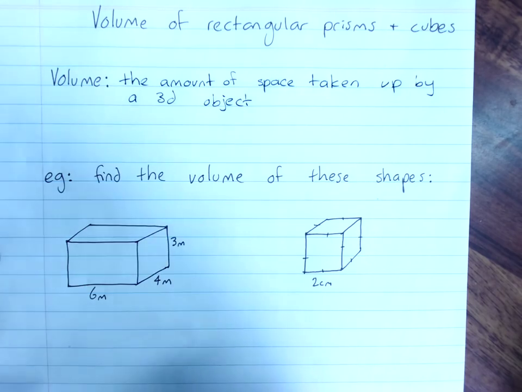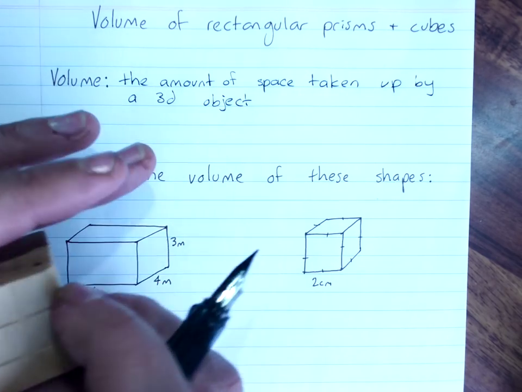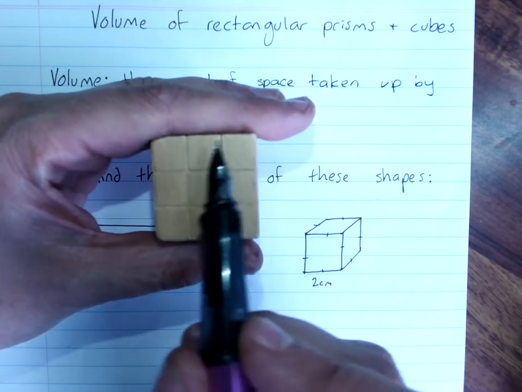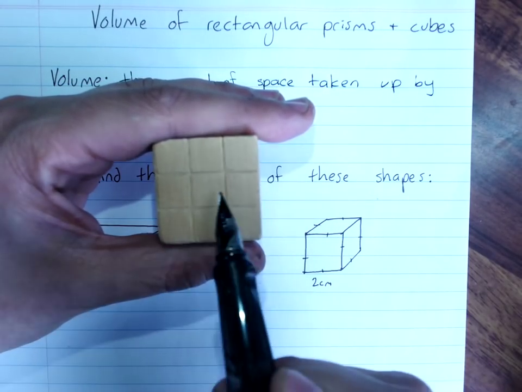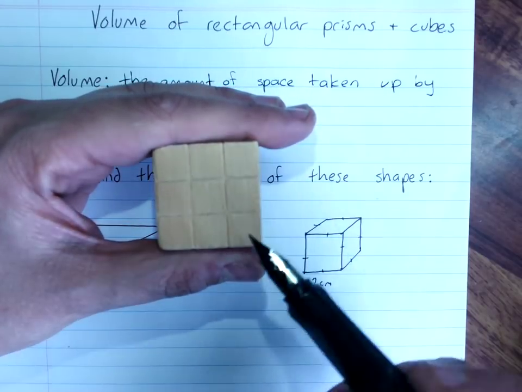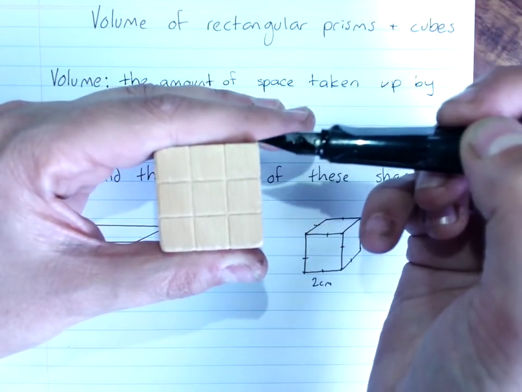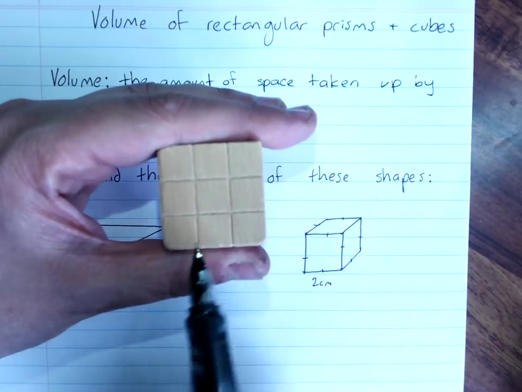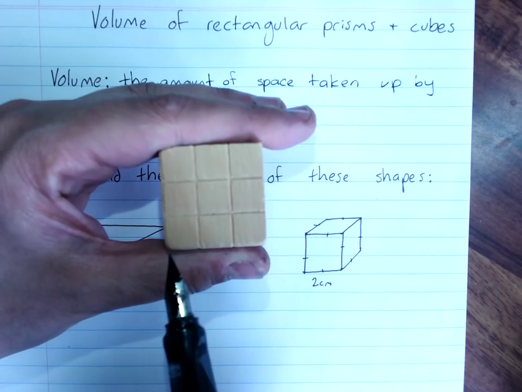Now there's a shortcut for finding area of a shape. If this was a flat shape, the area of this face, you can see that there's 9 square centimetres, and we can do a shortcut by saying, well, there's 3 lots by 3 lots. So 3 times 3 is 9.